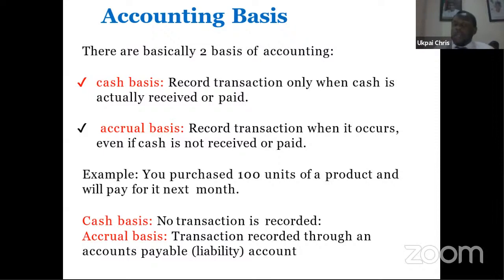In accrual basis, the transaction is recorded through an account payable. Am I communicating? Account payable, because you are purchasing, you are owing that person. It's a liability to you. You are owing the person you purchased from. Am I communicating? Can I continue?